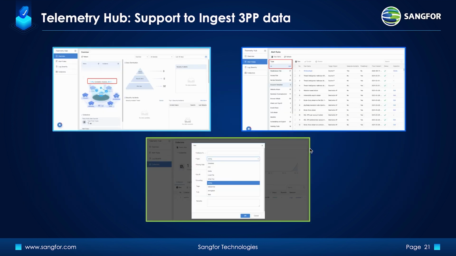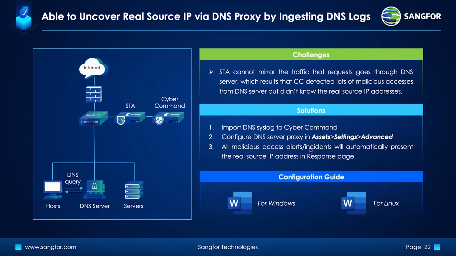Okay, let's continue. And this is our management page of our Telemetry Hub. As you can see, the first page shows the overview of all the Telemetry Hub. We can correlate and analyze all the third-party security logs, and we establish more than 300 detection rules by default in our Cyber Command, and we can support receiving these security logs via WMI, syslog, Kafka, these protocols.